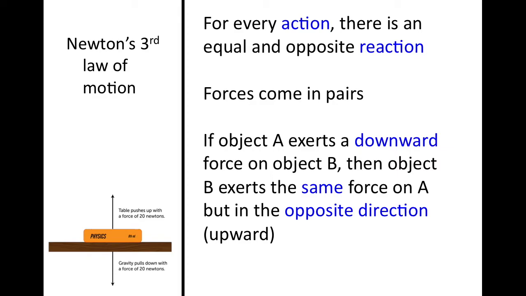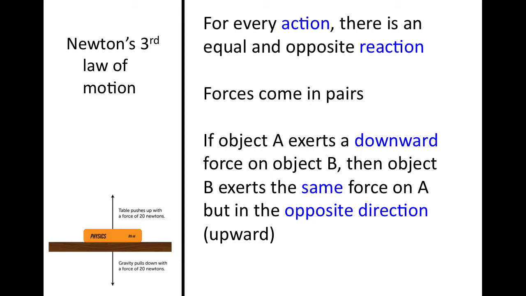Newton's third law of motion. You might have heard this before: for every action, there is an equal and opposite reaction. One thing to note is that forces come in pairs. So that's why there's an opposite reaction for every action. If object A exerts a downward force on object B, then object B is going to exert the same force on A, but in the opposite direction.